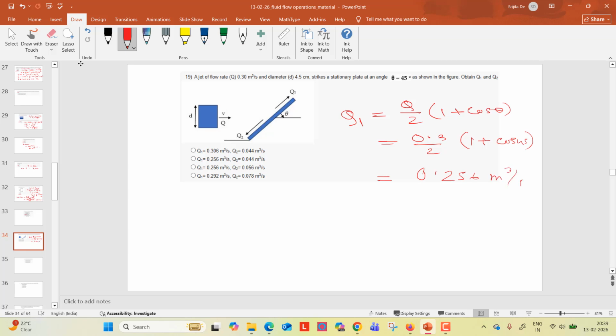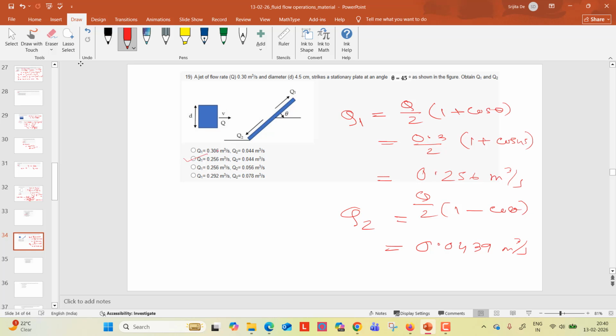Similarly, Q2 will be Q by 2 times 1 minus cos theta. It will be 0.0439 meter cube per second. It is option B.